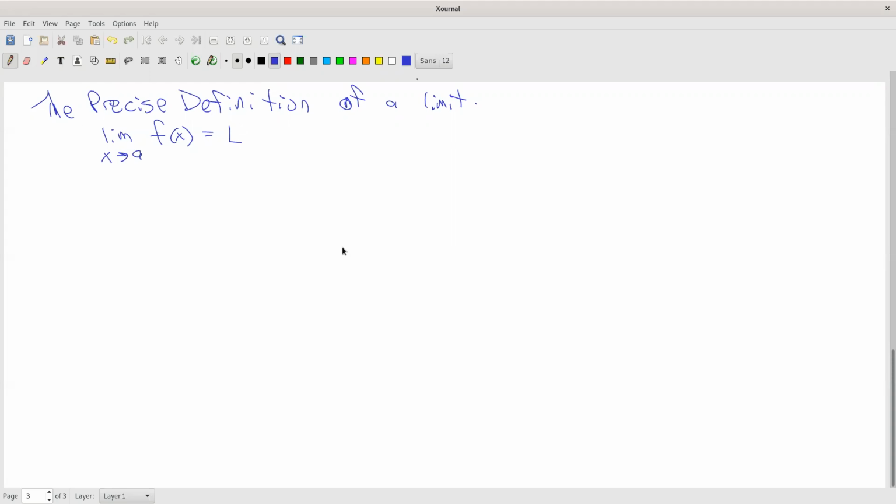Many limits are not algebraically doable. You have to look at it numerically and graphically. And graphical is just a picture of the numbers. So what does it mean to have a limit? That's what this gets down to.